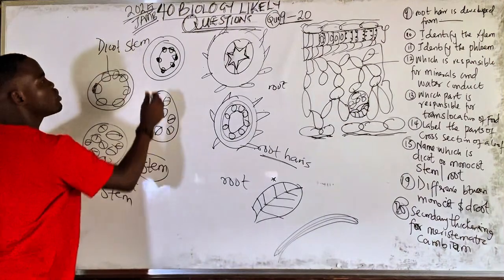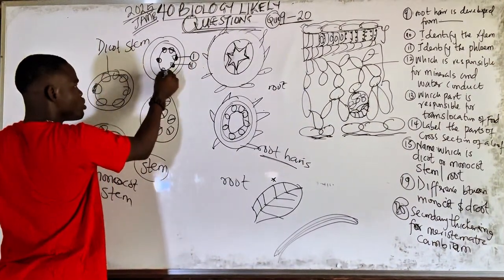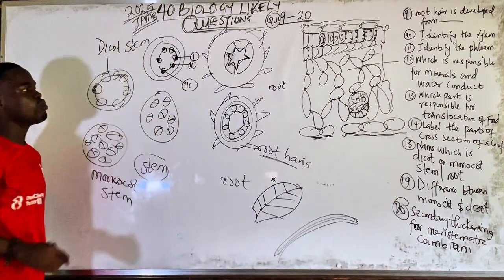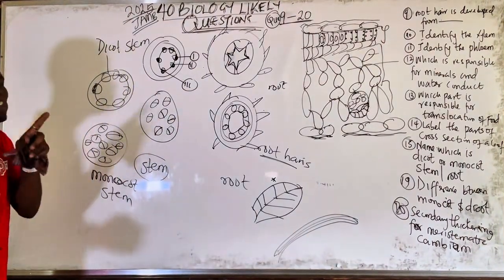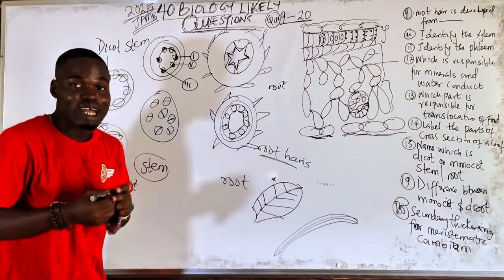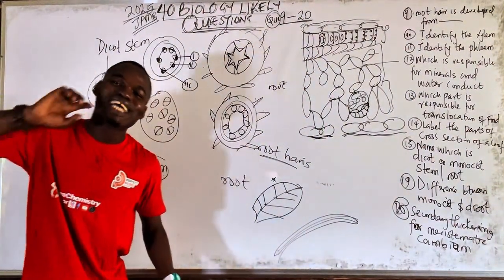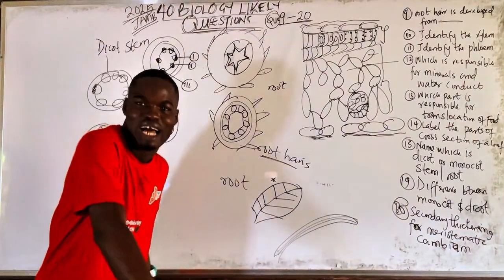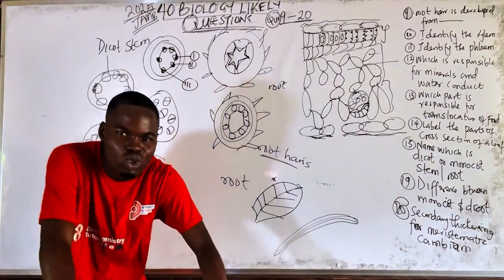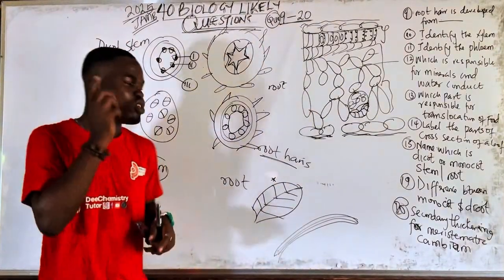Because in JAMB, they will just label this Roman figure 1, Roman figure 2, Roman figure 3. That's what JAMB will tell you to label. But people miss it. Look at it. It's not about dicot or monocot now. For everything, you must know that xylem is always towards the center, because you want to conduct ions like salt and water. So take note of that.